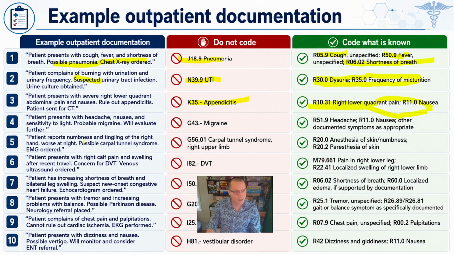Patient presents with headache, nausea, and sensitivity to light. Possible migraines. We'll evaluate further. Cannot code the migraine because it's only probable. Instead, it'll be the headache and the nausea codes. I think you're starting to get the hint of this. Patient reports numbness and tingling of the right hand, worse at night, possible carpal tunnel. We're not going to be able to code the carpal tunnel. Instead, it's just going to be the numbness codes.